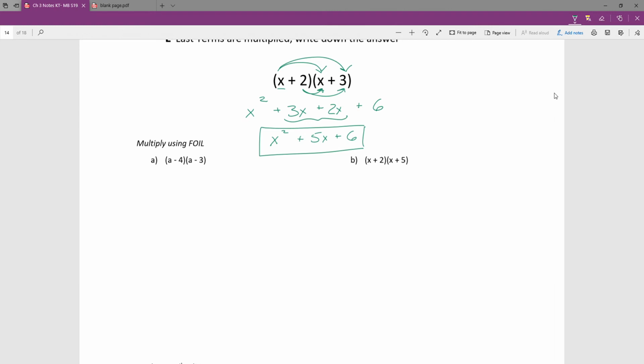There's two on the page here that I'll talk through, and I like doing that kind of rainbowy type thing just to keep track of everything as I go. So first would give me an a squared. Outside would give me a negative 3a. Inside would give me a negative 4a, and last, watch the sign on this, gives me a positive 12 because it's a negative times a negative. So again, like in the last example, I have to gather up those like terms. My final answer, fully simplified, would be a squared minus 7a plus 12.